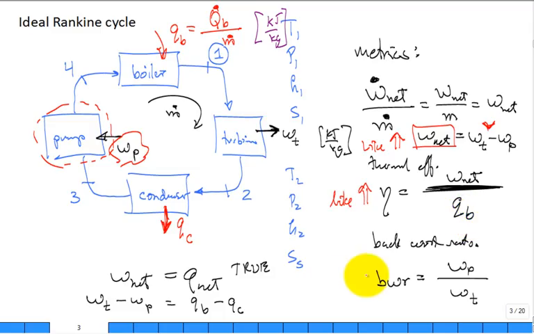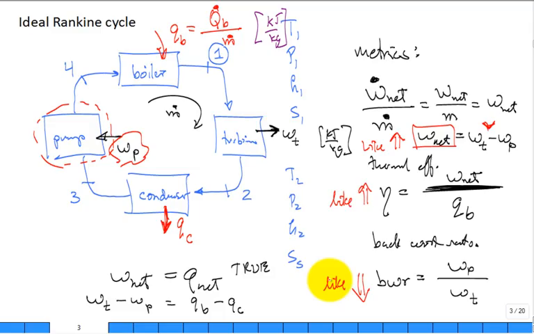How about the back work ratio? You want a large back work ratio? So sometimes our metrics flip on us and like, no, I want a small back work ratio. That's what I like. I don't want a large back work ratio. I want a small back work ratio.